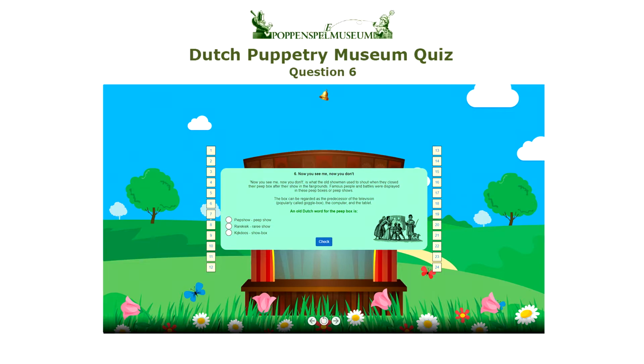6. Now you see me, now you don't. Now you see me, now you don't is what the old showmen used to shout when they closed their peep box after their show in the fairgrounds. Famous people and battles were displayed in these peep boxes or peep shows. The box can be regarded as the predecessor of the television, popularly called gogglebox, the computer, and the tablet.